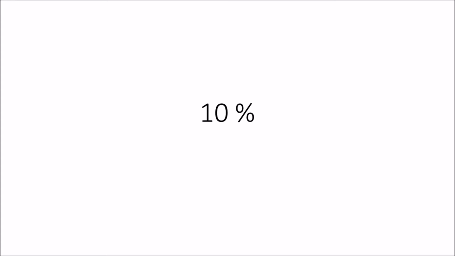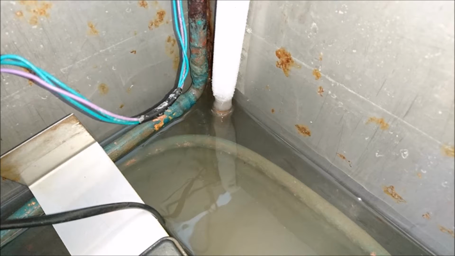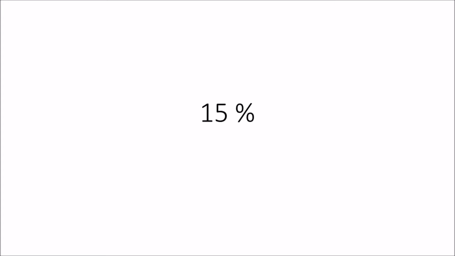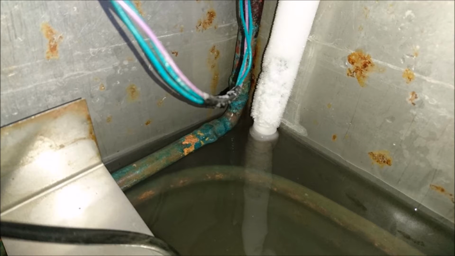Let's start with the 10% brine solution. After around 2 hours and 17 minutes, the temperature inside the freezing tank is -4 and the ice was starting to form around the evaporator coil. Then, in the second trial, which is 15% brine solution, around 2 hours and 40 minutes after starting up the system, the temperature inside the freezing tank is -6.25 and the ice was starting to form around the evaporator coil.